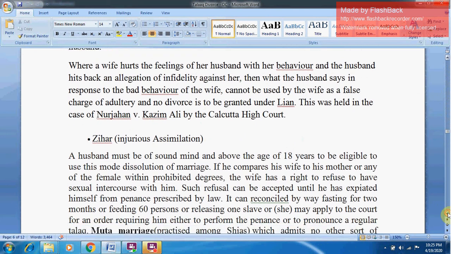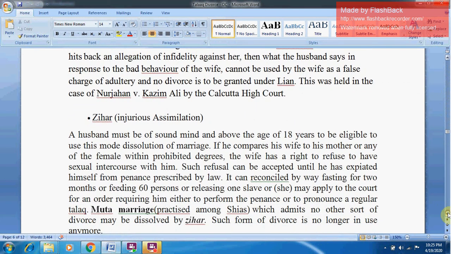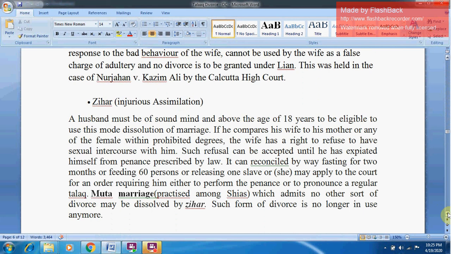When you come to zihar, injurious assimilation, a husband must be of sound mind and above the age of 18 years to be eligible to use this mode of dissolution of marriage. If he compares his wife to his mother or any of the females within prohibited degrees, the wife has a right to refuse to have sexual intercourse with him. Such refusal can be maintained until he has expiated himself through the penance prescribed by law.